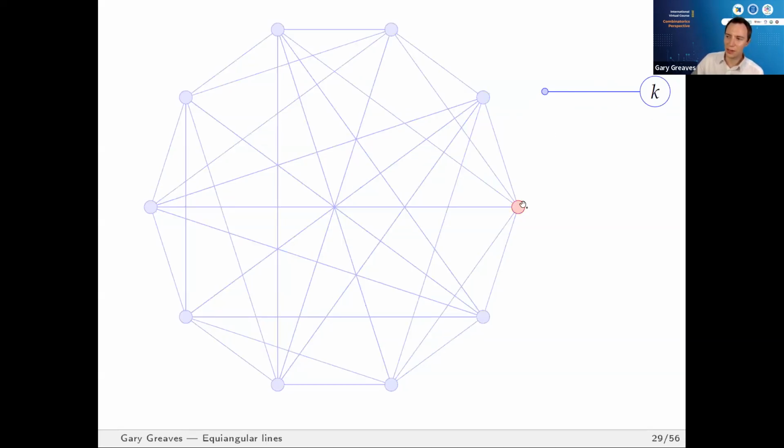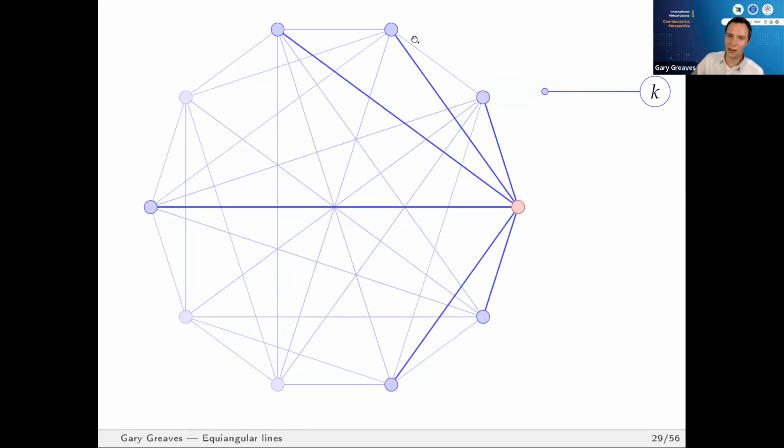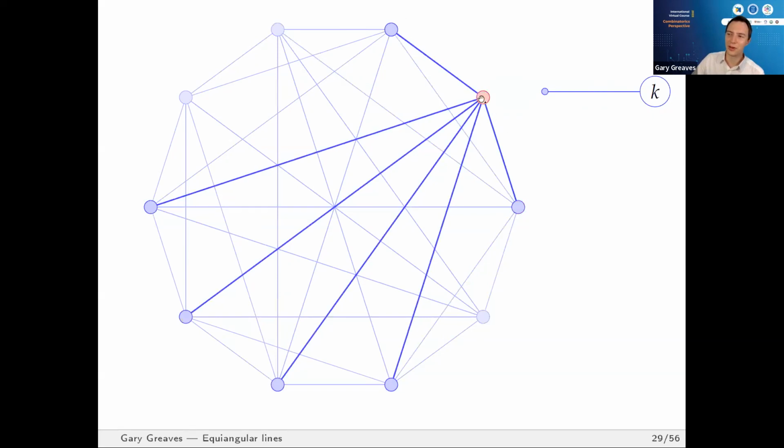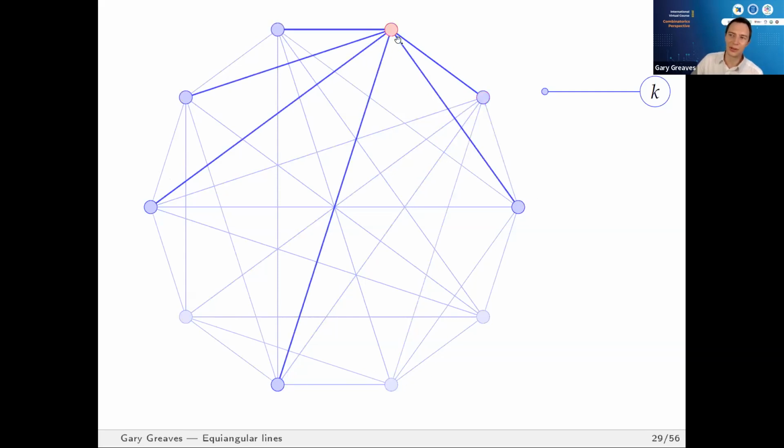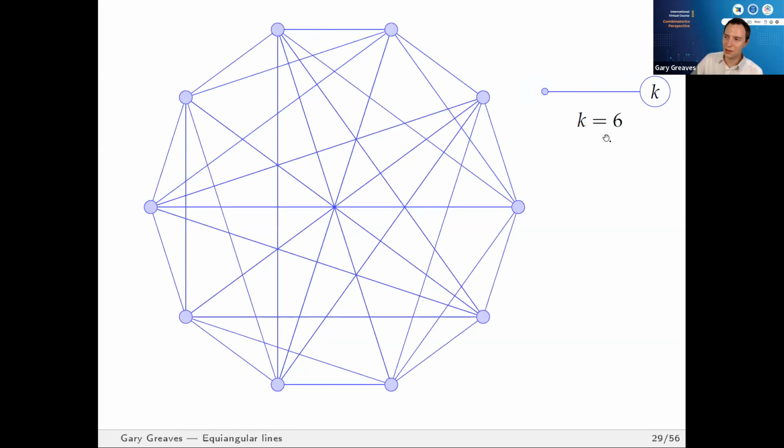So in this example, let's take this vertex here. How many neighbors does it have? Well, I can highlight all of its neighbors. So it has 1, 2, 3, 4, 5, 6 neighbors. Then I go to another vertex and look at all of its neighbors. I see 1, 2, 3, 4, 5, 6. I can keep doing this, and check that each vertex has 6 neighbors. So k in this case is 6. It's a regular graph with degree k.